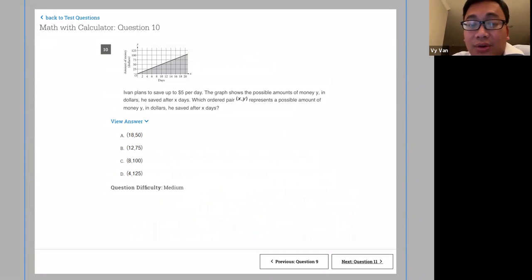Number 10. So this is inequalities. It says which ordered pair represents a possible amount of money y he saved in x days. So basically it's asking which point is the solution. For inequalities, the solution is the point that has to be within this shaded region right here. So all we have to do is see which point is in this red shaded region. So 18 and 50, right there. This is in the region, so we know that's the answer, and we don't have to check everything. Let's just check one more point, 12 and 75. It's out here, so that's not it. And you guys can test the rest of it.